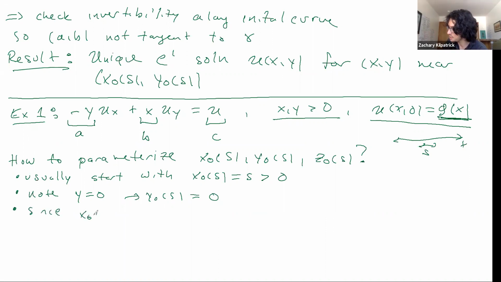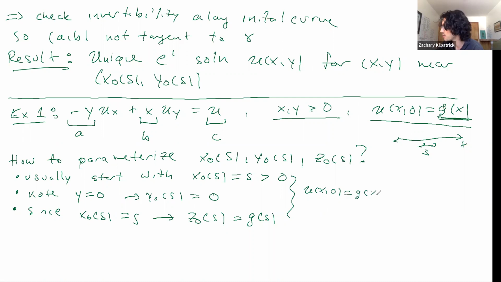And then since x0 of S is equal to S, this implies that z0 of S, which is our dependent variable or our solution variable in terms of the characteristics, is going to be equal to G of S. It's really just saying I'm going to reassign X along the initial boundary to be S, and then that means that my initial data is given by G of S. And so if you put all this together, you get your initial condition, which is that U of X, 0 equals G of X, and this is for X greater than 0 and Y equals 0.